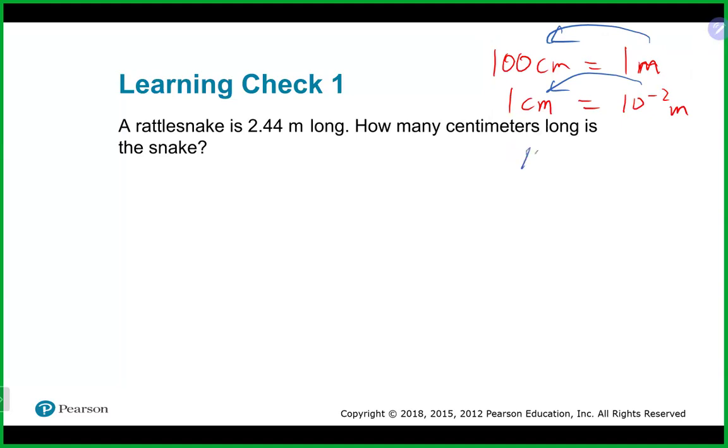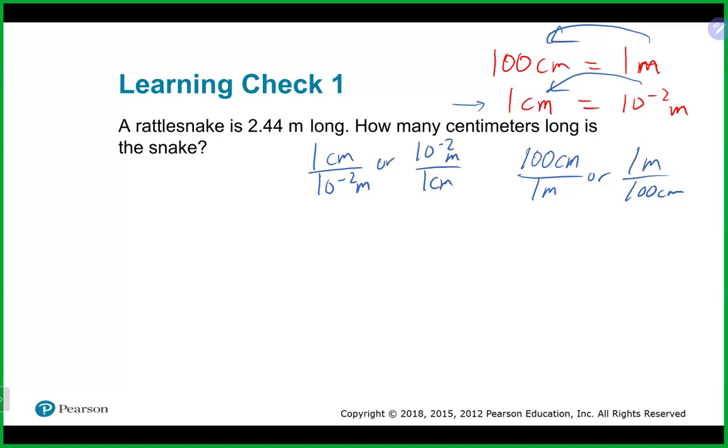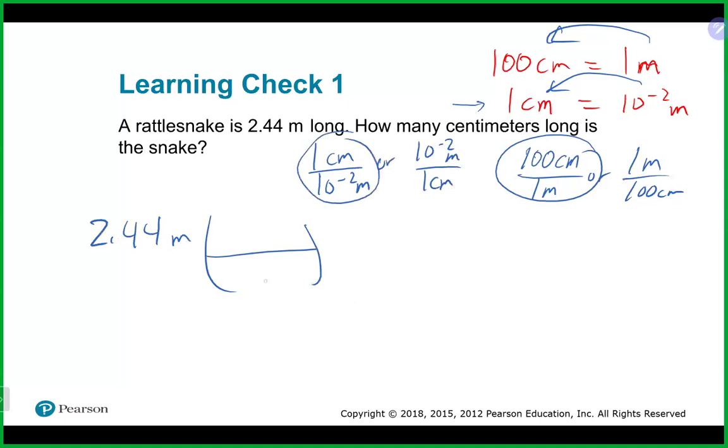We're going to write our conversion factors: 100 centimeters over 1 meter, our 1 meter is 100 centimeters. If you chose 1 centimeter over 10 to the minus 2 meters, which is 1 times 10 to the minus 2 on your calculator, our 10 to the minus 2 meters is 1 centimeter. So using this, again, 2.44 meters. Meters are up on top, so to get rid of it, we're going to put meters on the bottom, whichever one you chose, which will give us our 100 centimeters is our 1 meter. Those will cancel.